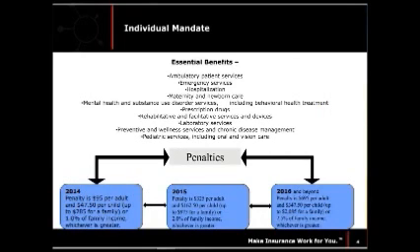Now, the individual mandate is your responsibility as a policyholder starting January 1st, 2014 and beyond. At that time, your health insurance plan has to provide the following benefits in order to be considered credible coverage. If your plan does not provide these minimum essential benefits, you will incur a penalty, and the penalties are listed below.